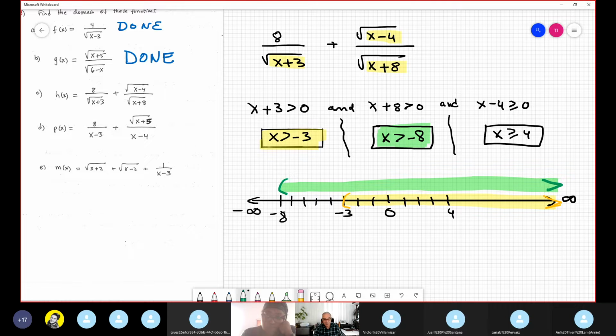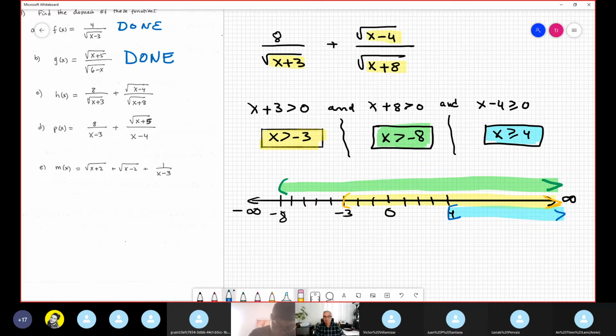Good. And the last one is this. Well, it's from 4 to infinity, no? In that direction. Okay, so say 4. And in this case, yes, include 4 because it's equal. See?